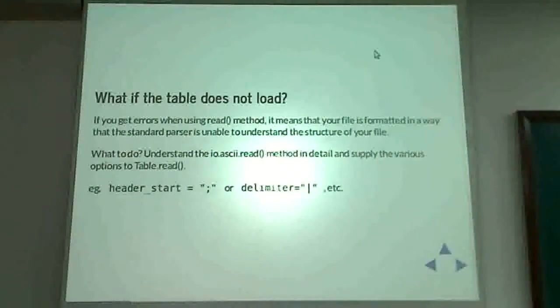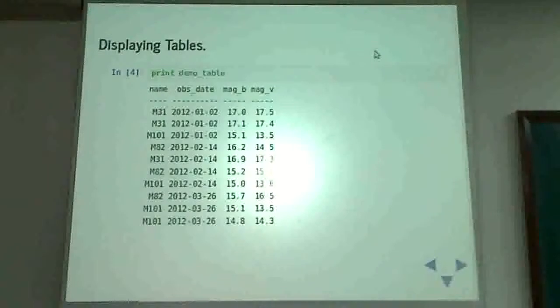That's a 1. So here I'm telling Python that my header is on the first line, my delimiter is a pipe, and there are a whole bunch of other options. I can specify what is a comment symbol, so how to recognize comments. If you're using % signs, for example, you can say comment character equal to % or something like that. So if you run into an ASCII table that is not loading, then you need to go into the in-depth understanding of io.ascii's options.